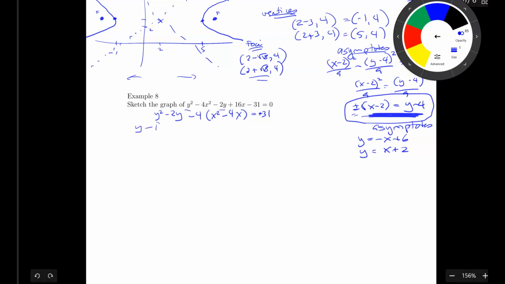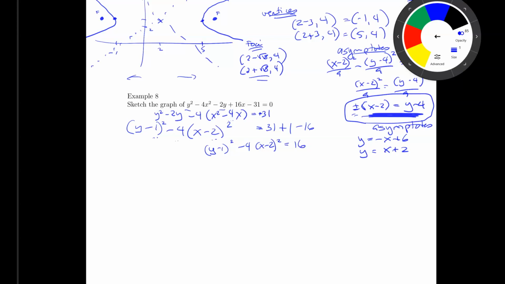So y minus 1 squared, I added a 1, so I'm going to add a 1 over here, carry the -4, complete the square here. I get x minus 2 squared. I added a 4, but no, I really added a -4 times a 4, so that's a -16. So I added a -16 when I did this. All right, so let's see what this gives me. So I get y minus 1 squared minus 4 times x minus 2 squared equals 16.